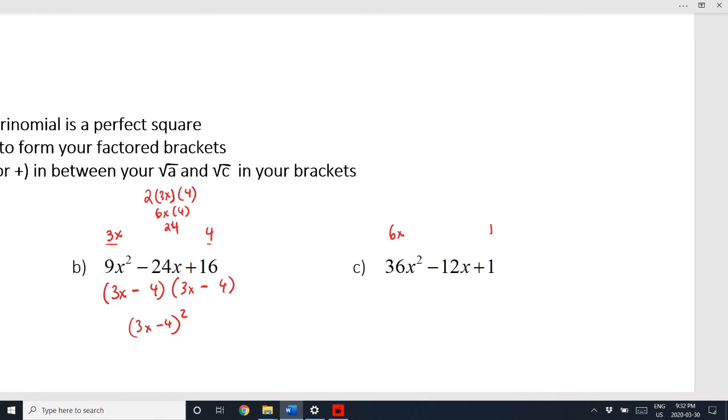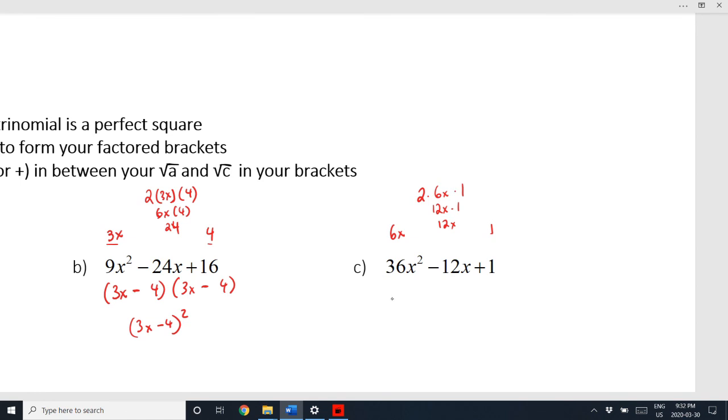Now, we have to check the middle term. Is it even? Yes, it is. And the next thing we have to see is, is it equal to 2 times these two numbers that we have here, 2 times 6x times 1? 2 times 6x, that's 12x, times 1, that's just 12x still. And so it is a perfect square, and so we could set that up.